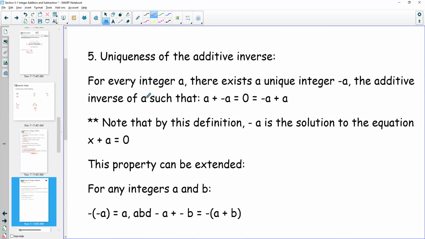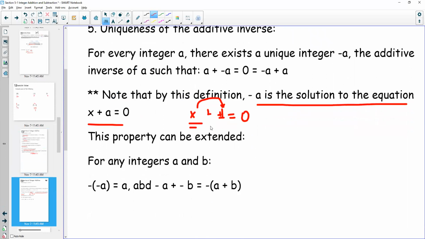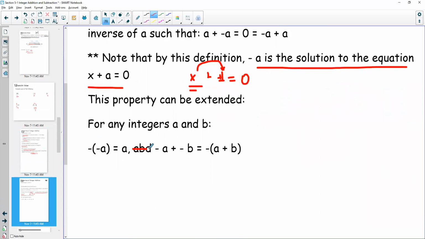Additionally, thinking about it this way, if I have something plus a number equal to 0, it has to be that the missing number is the opposite of whatever's here. If they together combine to make 0, they have to be opposites of each other. Okay? We can extend this property, that should say and, to say that negative times negative A is A, and negative A plus negative B we can rewrite as negative parentheses A plus B.